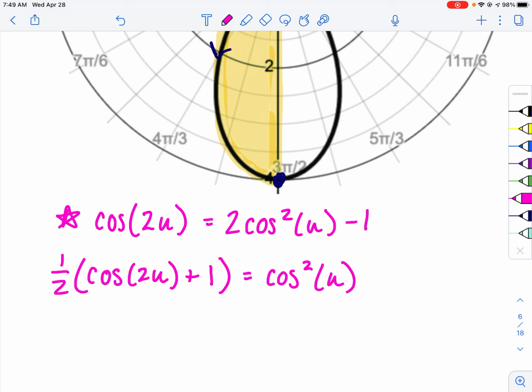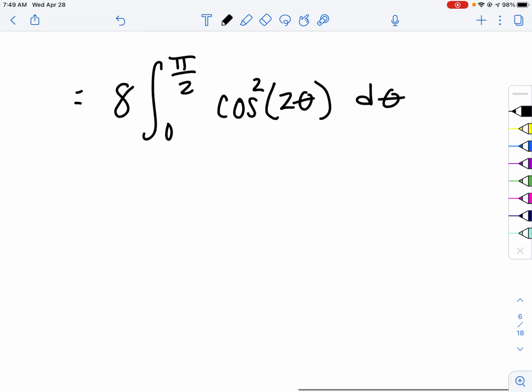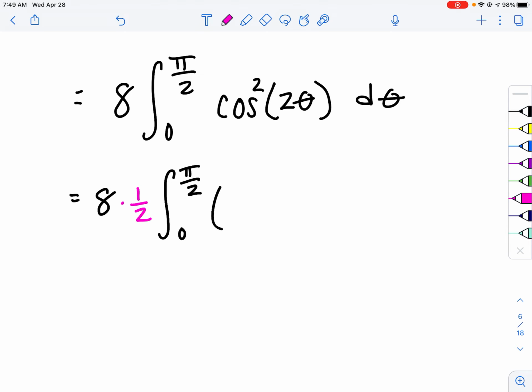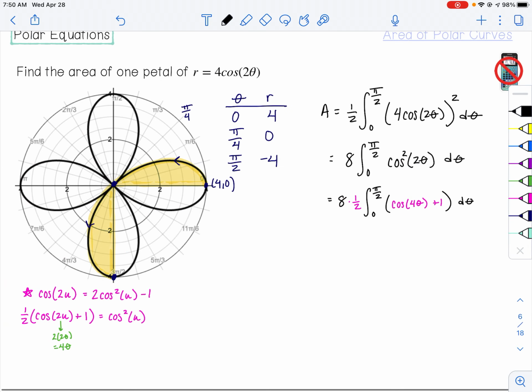So now this one's a little tricky because we started with a double angle on the inside. So what we're going to do here, right, our u in this case is already 2 theta. So here, this is going to become 2 times 2 theta, the angle I already had inside. So I'm going to actually get 4 theta inside of my integral. So we're going to go ahead and substitute this in. So I get 8, and then remember, I'm going to have times 1/2 out here. From 0 to pi over 2 of cosine of 4 theta, right, plus 1, d theta.